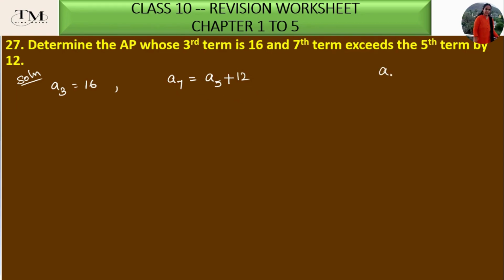What is the formula for a_n? a_n is equal to a plus (n minus 1) into d.